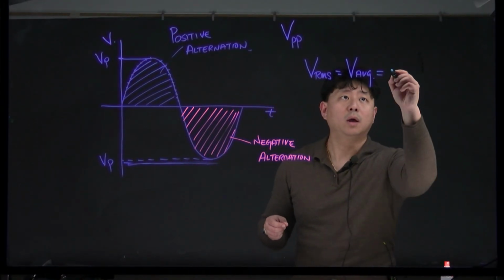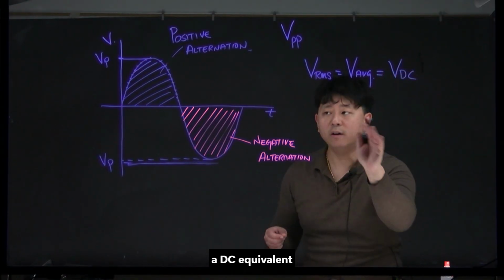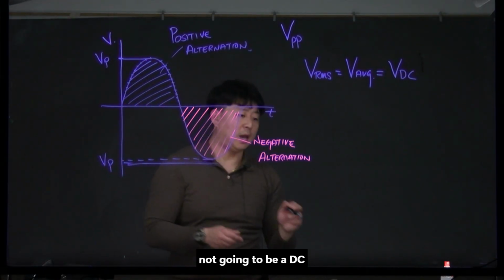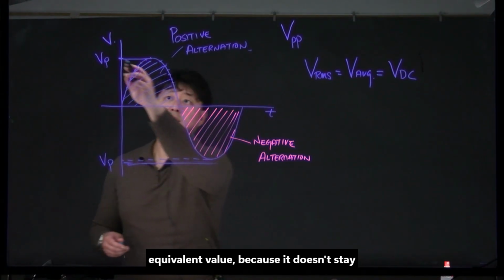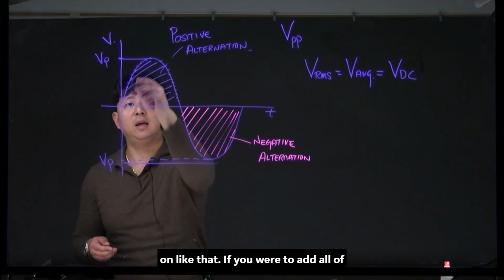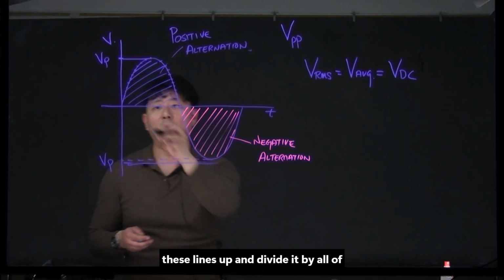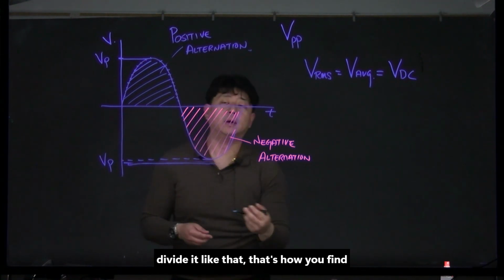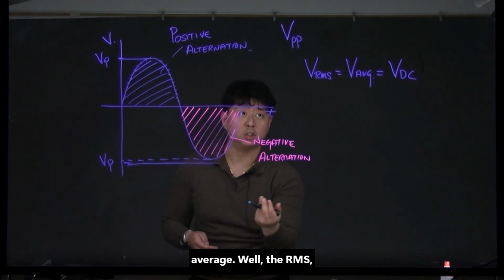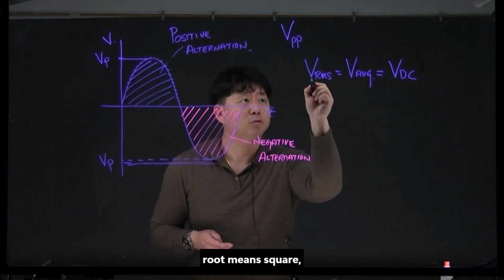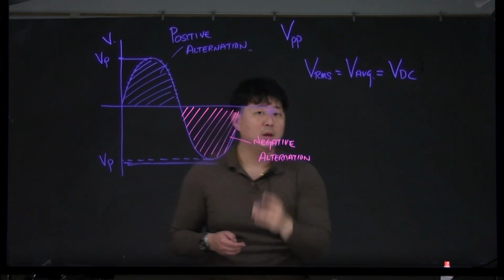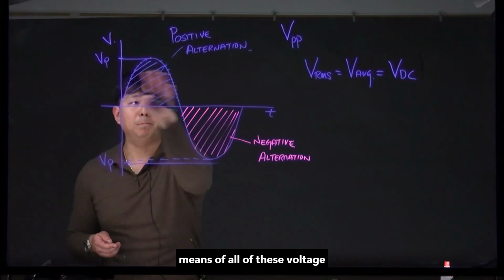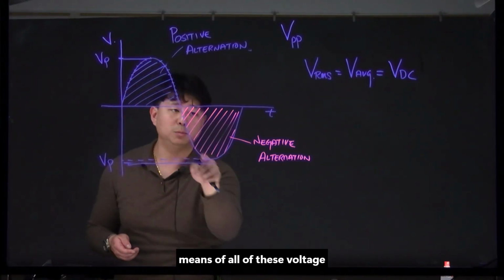And it is also a DC equivalent value. Peak value is not going to be a DC equivalent value because it doesn't stay on like that. If you were to add all of these lines up and divide by the number of points that you added up, that's how you find the mean, that's how you find the average. Well, the RMS, root mean square, came exactly from that. We're taking the mean of all of these voltage points.